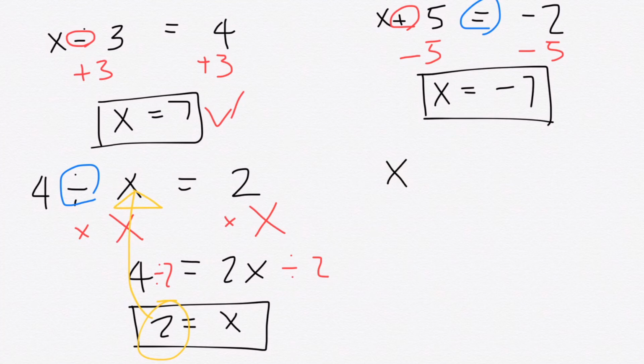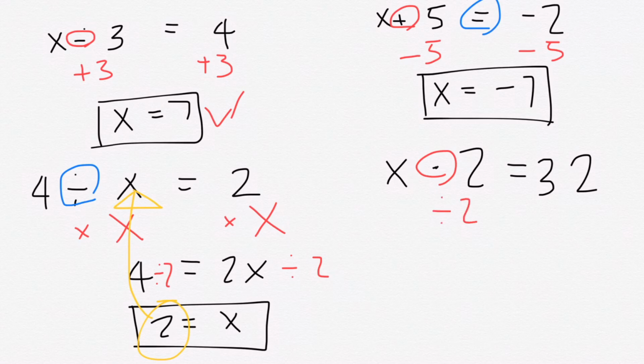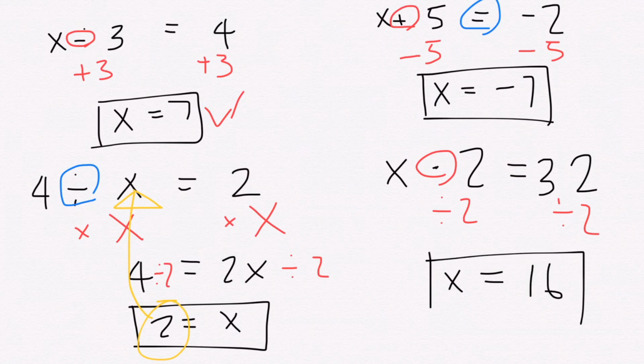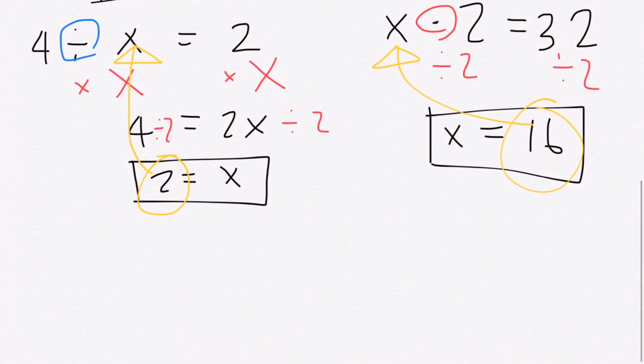So x times 2 is equal to 32. In order to do this, since this is a multiplication sign, the dot is the same thing as a multiplication sign. I just use the dot to make it not confusing with the x variable. What we do is we divide both sides by 2, right? Because the pair for multiplication is division. So we just divide both sides by 2, and what we end up getting is x equals 16. And if we plug 16 back in here, we get 16 times 2 equals 32, which is the correct answer.